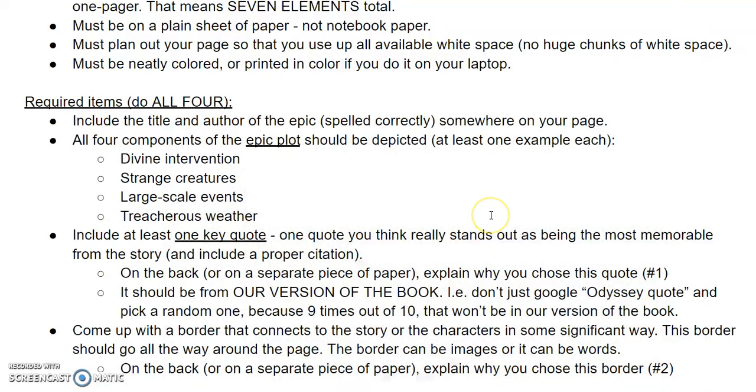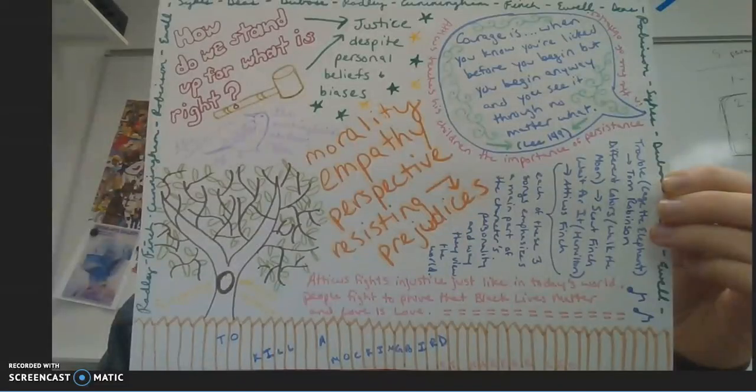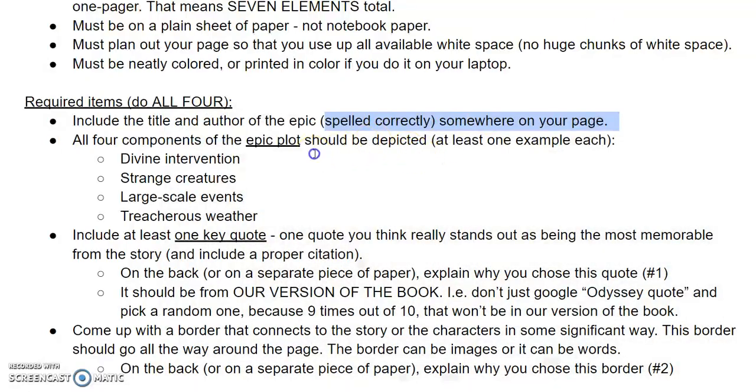Okay, so yours for the Odyssey, you need to include these 4 required elements. It has to have the title, the Odyssey, and the author of the epic, which would be Homer. And they need to be spelled correctly somewhere on your page. So you can put it in the middle. In my example, I put my title and author at the bottom. You can put yours anywhere on your page you want, but The Odyssey and Homer should be on there somewhere.